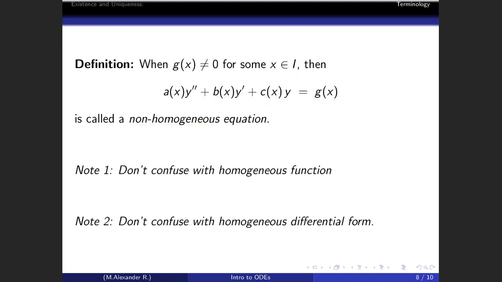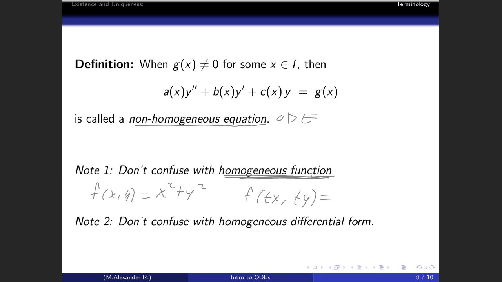Now I do need to make a clarification here. Previously, I guess 1 or 2 chapters ago, we talked about homogeneous functions. We are in a different chapter now, so don't confuse the non-homogeneous ODE with a homogeneous or non-homogeneous function. Suppose you had the function f(x,y) = x squared plus y squared. This is a little bit of calculus 3. This function is called a homogeneous function if, whenever you substitute x with tx and y with ty, you can do a little algebra and factor out, in this case, t squared f(x,y).